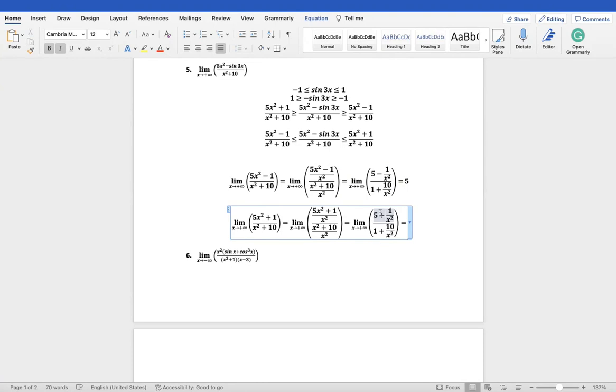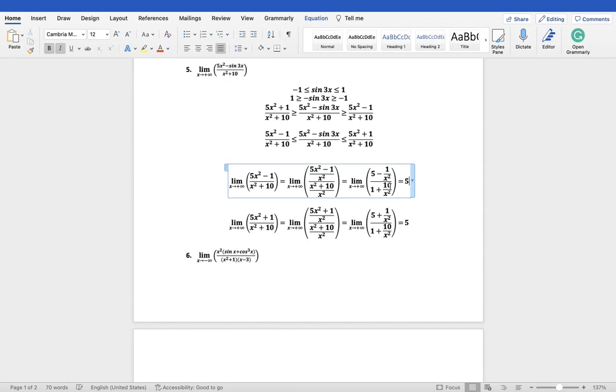And then again, when you substitute the value of x as it tends to positive infinity, you have 5 plus 0, which is 5, divided by 1 plus 0, which is 1. So 5 over 1 is just 5, right? And that is it. So the two limits are equal. So basically, the limit of the function that is in the middle here is just equal to 5 based on this inequality, right? So that's what you conclude.